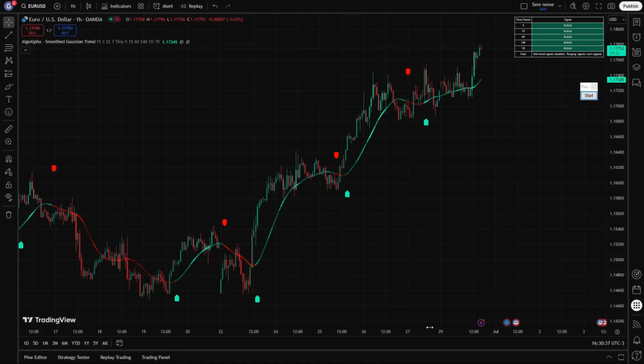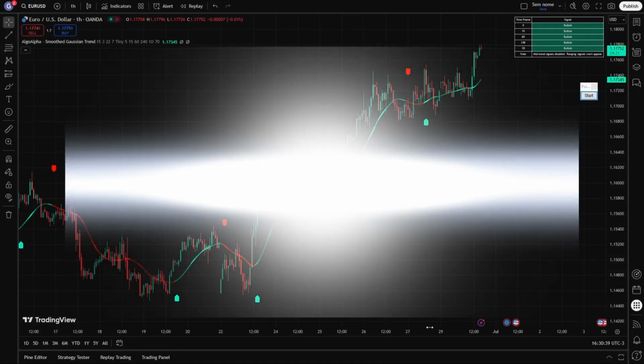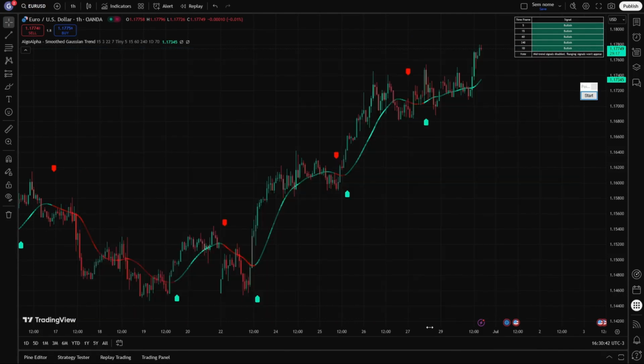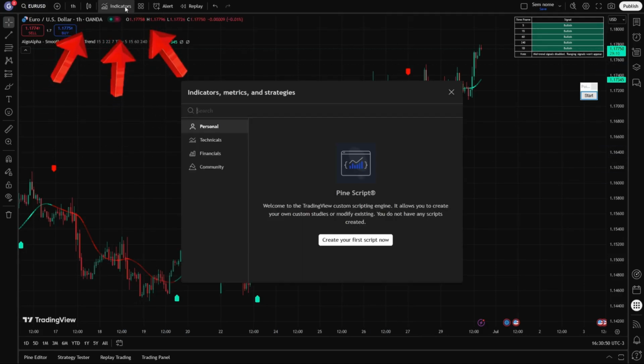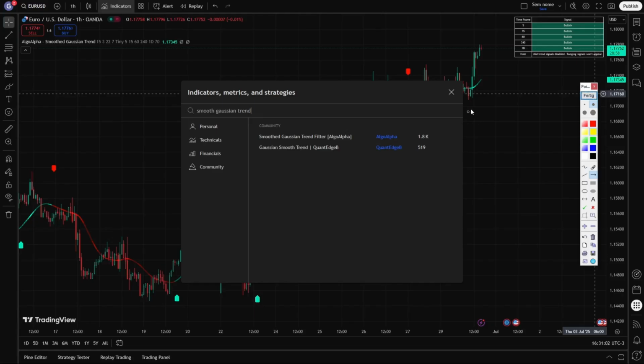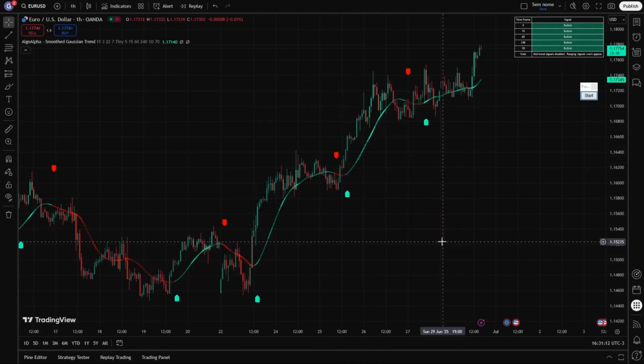First, open any asset on TradingView, which is the platform we're going to use. In my case, I'm going to use the Euro USD on the 1-hour time frame. Then, click on Indicators and search for Smooth Gaussian Trend. It's this option here from Albo Alpha. You can just click on it, and that's it. It will show up on your chart, just like it did on mine.